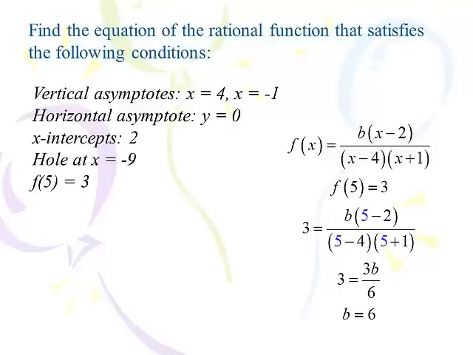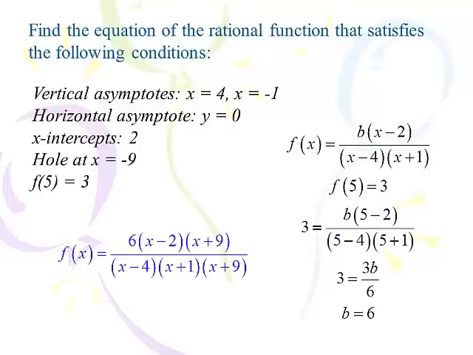I then go and plug 5 in for x, set the function equal to 3, and I get 3b over 6 is equal to 3. So you get 18 divided by 3, b is 6. So we have everything except the hole. So b is 6. Next up, we're going to put this all together. Put the 6 out front there, x minus 2, x plus 9 on top, x minus 4, x plus 1, x plus 9 on the bottom.